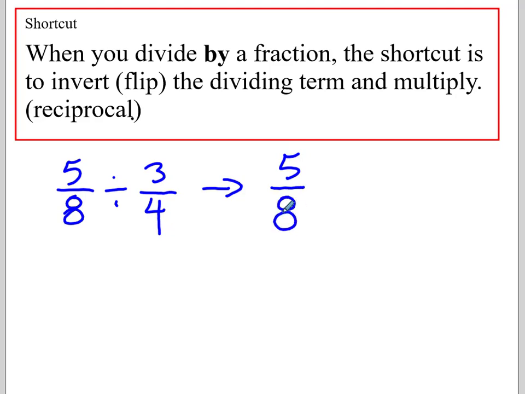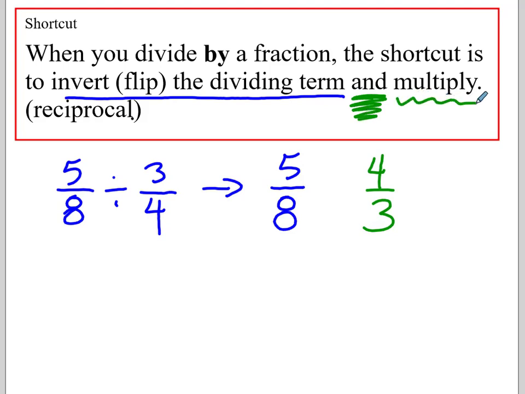Okay, so we're dividing by a fraction. We're going to invert or flip the dividing term. So the dividing term, instead of 3/4, becomes 4/3. And we're going to switch to multiplication. So please note the things that changed. The sign changed, and the second term changed, not the first one.